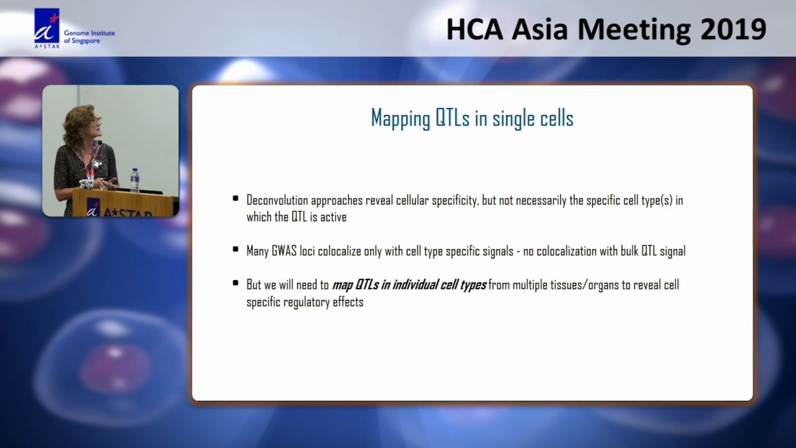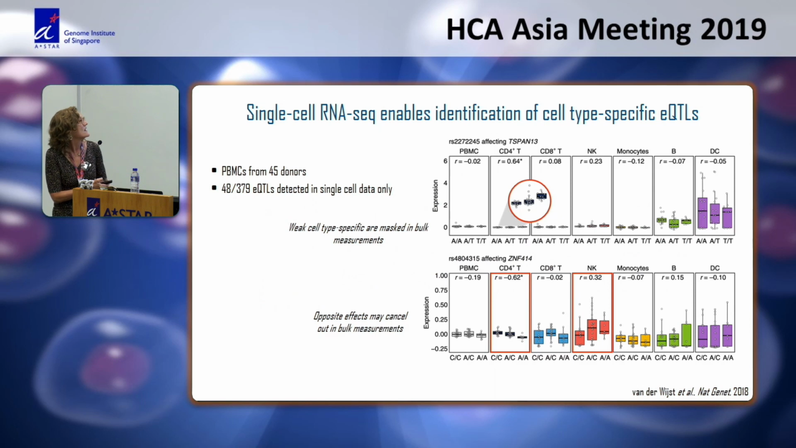But to do this, we'll need to actually map QTLs in the individual cell types for these multiple tissues and organs to reveal these specific regulatory effects. These deconvolution approaches only take us so far. And those studies have just started to be done.